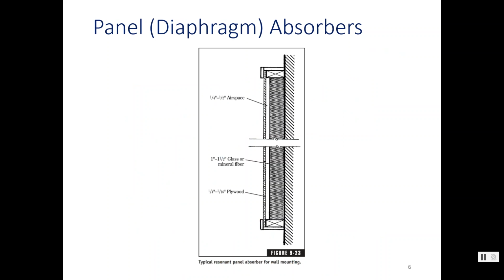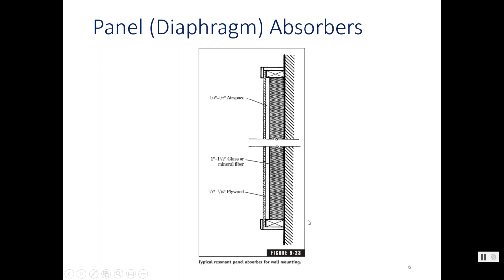The first one is the panel, or it might be called diaphragm. Sometimes it might be called membrane. But what you have is this thin solid layer, which would essentially be acoustically reflective, except you have this cavity behind it, and it moves like a membrane, and that movement absorbs sound. It's a lot more tuned to a specific frequency. There's a resonance frequency where it will absorb the most.